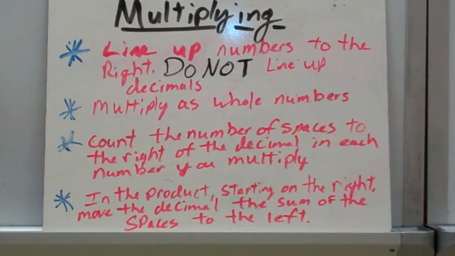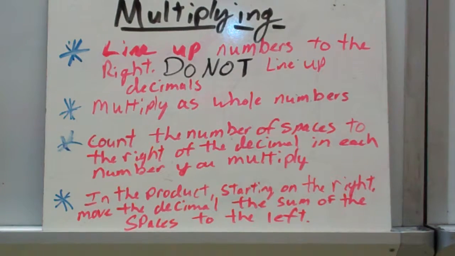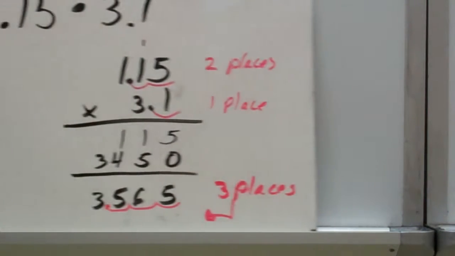numbers. And then we're going to go down to our product and, starting on the right hand side, take the sum of the number of places after the decimal in each of the numbers we just multiplied and move that decimal point to the left, the total of the number of spaces in each of the numbers above. Okay? So let's look at some examples and we'll go through and see what we're talking about here.